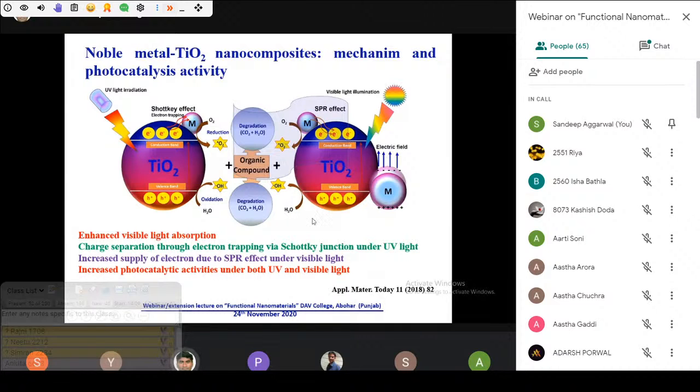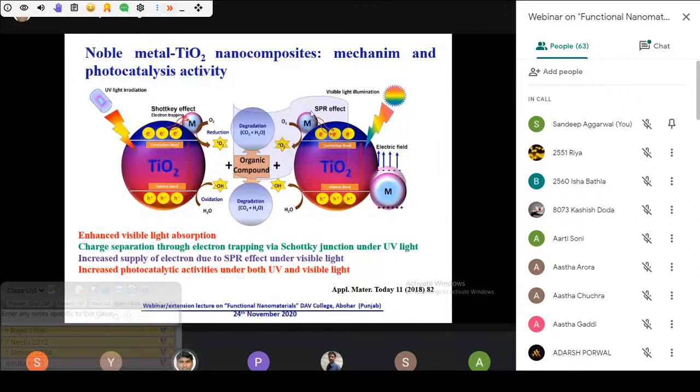Now when we combine these two, there are some more things, like the Schottky effect. If you remember, we also learned about the Schottky effect in physics, especially at the interface of metal and semiconductor. This Schottky effect works as a trap center that traps the electrons. So generally, when we use UV light, the electrons are excited, and because of the trap center, the electrons don't recombine with the holes. So more and more electrons are available for the degradation, for the photocatalysis.